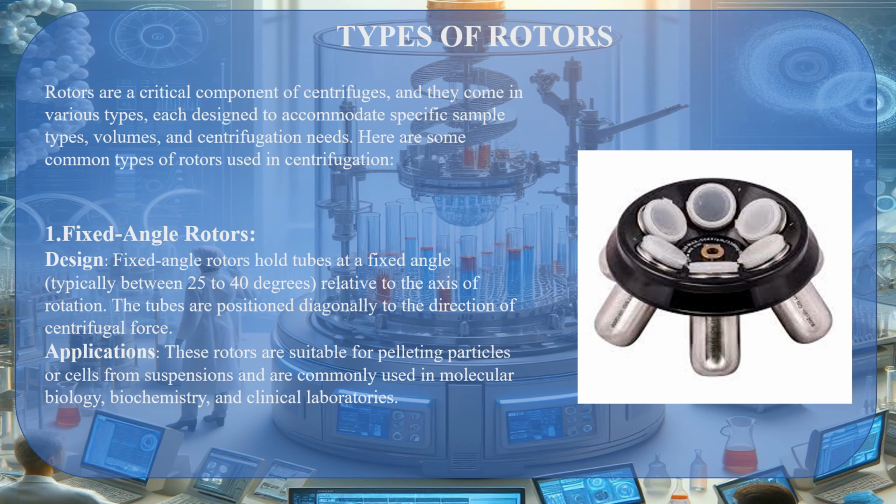So, types of rotors. Rotors are a critical component of a centrifuge and they come in various types, each designed to accommodate specific sample types, volumes, and centrifugation needs. Here are some common rotors used in centrifugation. First is fixed angle. Fixed angle rotors hold tubes at a fixed angle of 25 to 45 degrees relative to the axis of rotation. The tubes are positioned diagonally to the direction of centrifugal force. They are used in molecular biology, biochemistry, and clinical laboratories.